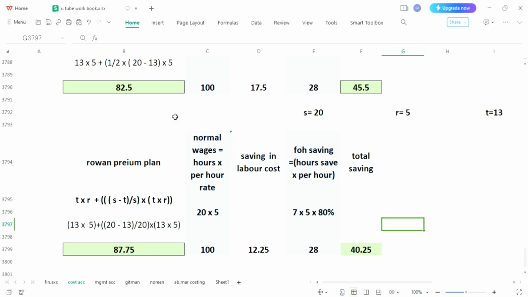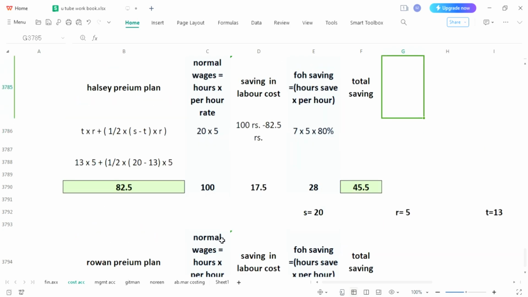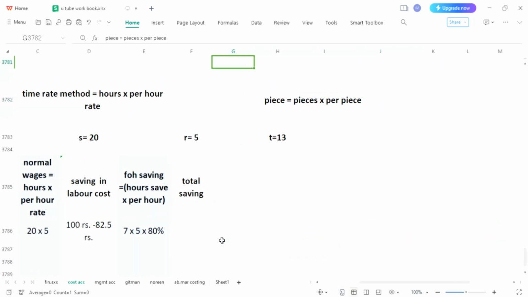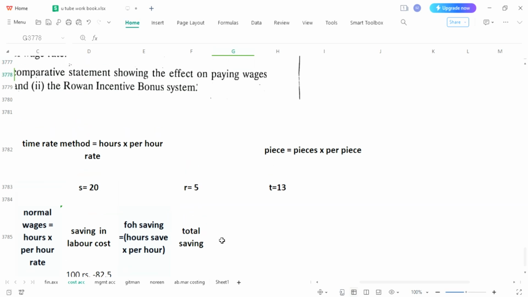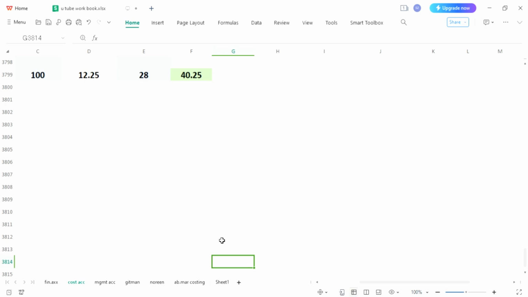And if you will not follow Halsey and Rowan, what will happen? You will be paying in the normal way and it would be a loss of payment. So hopefully you have understood the philosophy of these two methods and the comparison of these two methods with the simple normal way. So this was all about understanding our question, and the second illustration we had made.